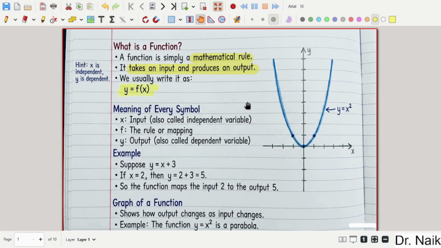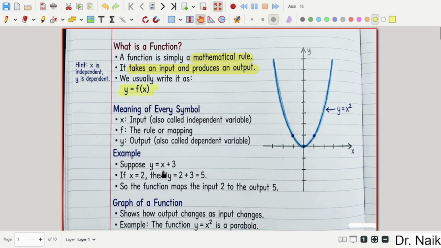Recall what a function is. A function is a mathematical rule that takes an input and produces an output. We usually write the function as y is equal to f of x, where x is the input. It is also called the independent variable. f is the rule or mapping, and y is the output, also called the dependent variable. For example, y is equal to x plus 3.